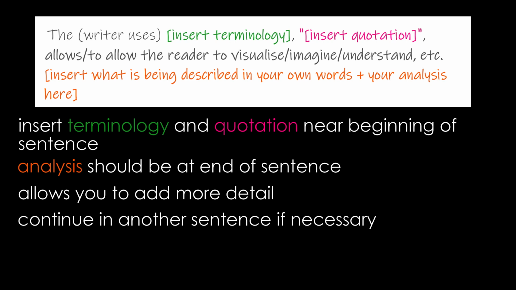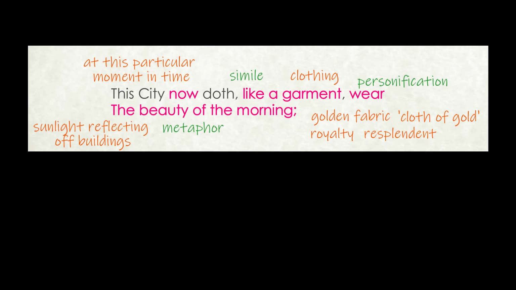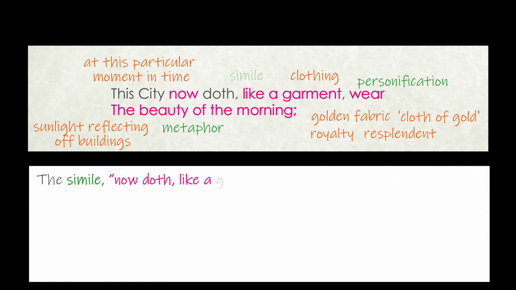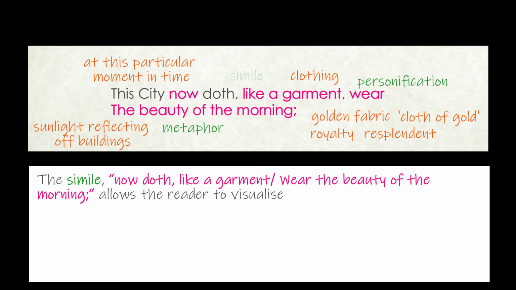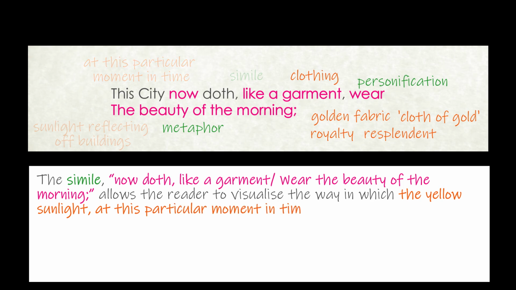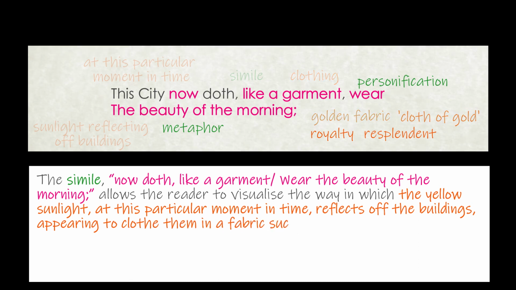Now let's go back to our two quotations which were suffering from the social butterfly effect, and look at the way we can incorporate our annotations into one of our frameworks. First, we have Wordsworth's Composed upon Westminster Bridge. So for this one, I'm going to use the last framework I suggested. The simile, "now doth like a garment wear the beauty of the morning", allows the reader to visualise the way in which the yellow sunlight, at this particular moment in time, reflects off the buildings, appearing to clothe them in a fabric such as cloth of gold.